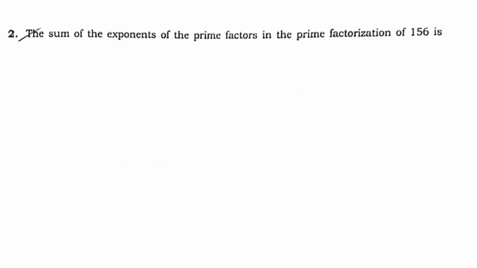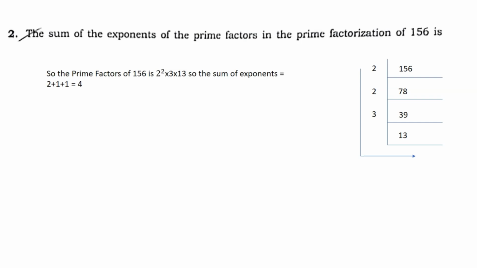Coming to the next question. The sum of exponents of prime factors in the prime factorization of 156. So we have to do the prime factorization of 156 first. Dividing by 2 gives 78, dividing by 2 gives 39, dividing by 3 gives 13. So 156 can be written in prime factors as 2 square into 3 into 13. Here, the exponent for 2 is 2, for 3 is 1, and for 13 is 1. So the sum of exponents is 2 plus 1 plus 1, which means 4.